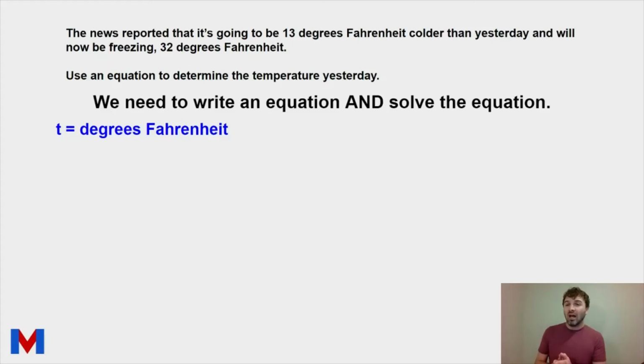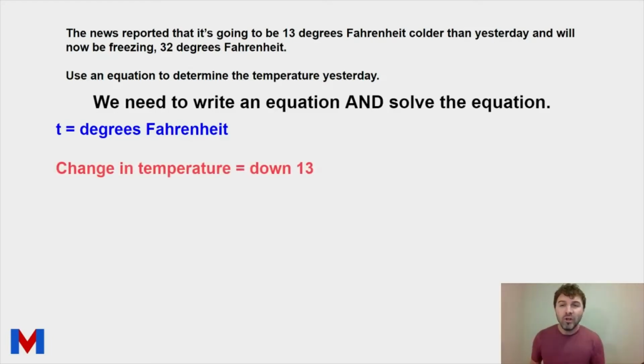So, I'm going to use T for the temperature, for the degrees Fahrenheit. You can use D for degrees or F for Fahrenheit, or X, or whatever you want. It really doesn't matter what you use. But it all represents the same thing, which is the temperature yesterday. Okay? We know the temperature went down 13 degrees, and we know that it's supposed to be 32 degrees today.